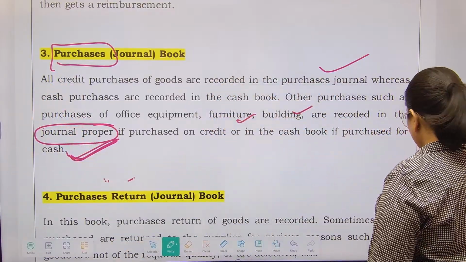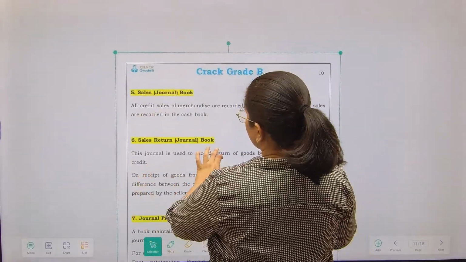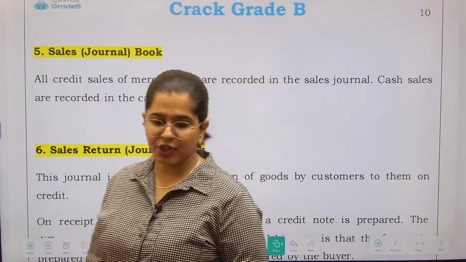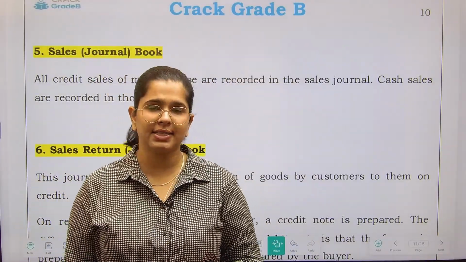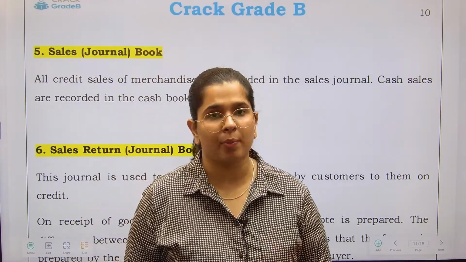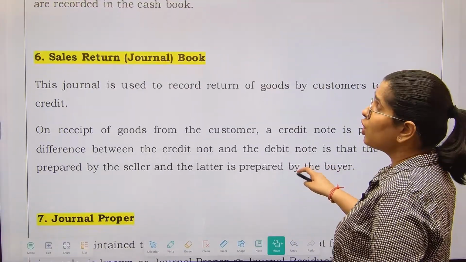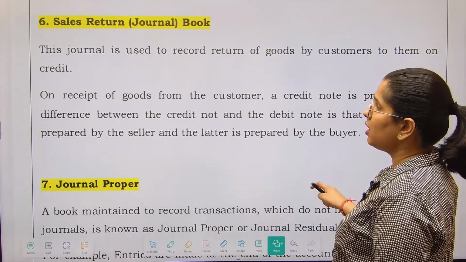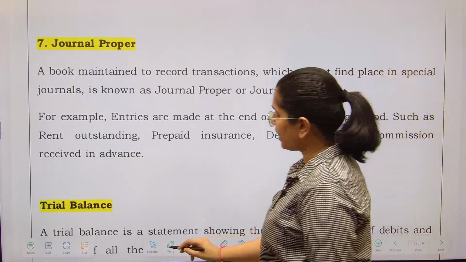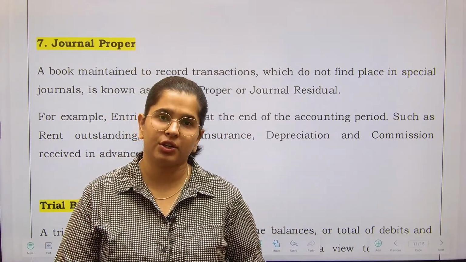Similarly, the purchase return book, you understand what it is all about. The sales book is for all the credit sales of merchandise. Again, if you have sold any building or any machinery, if you have sold your long-term asset, that is not going to be a part of the sales book; that should be recorded in your journal proper. Sales return is used to record the returns of goods by the customer. Next we have the journal proper. Over here, all the things that have not found their place in other books are going to be recorded in the journal proper.